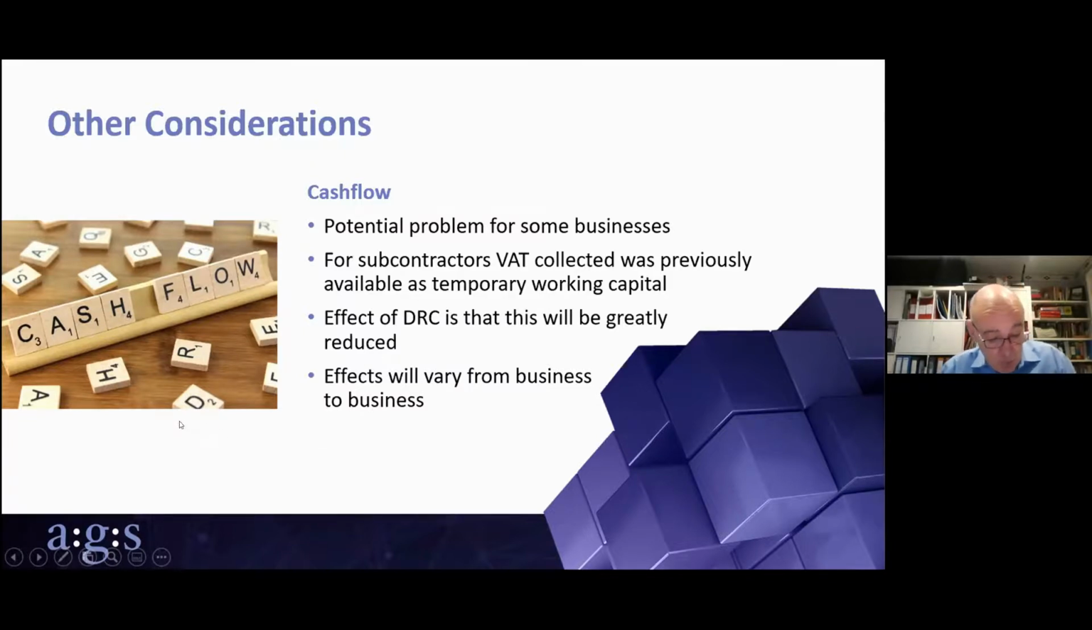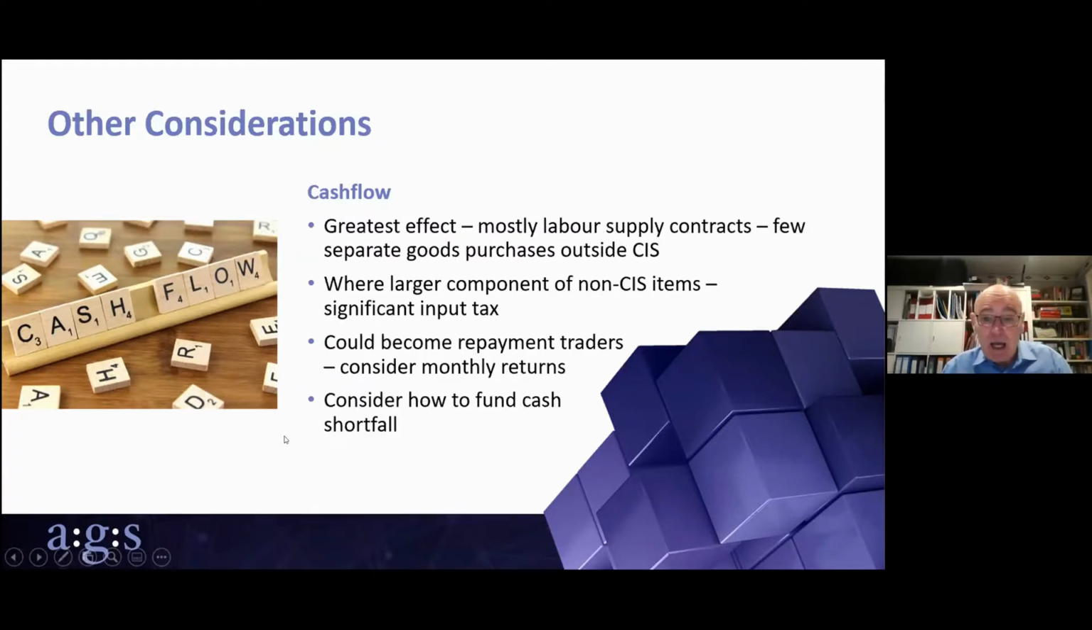The effect will vary between businesses depending on the nature of their contracts and payment terms, but it is an issue. The greatest effect is where there are significant goods purchases with significant input tax. It may result in the subcontract business having more input VAT on their returns than they're paying out, which would turn them into repayment traders for VAT, usually reclaiming VAT from HMRC on their returns. Under those circumstances, it may be that it should be considered going onto monthly returns.